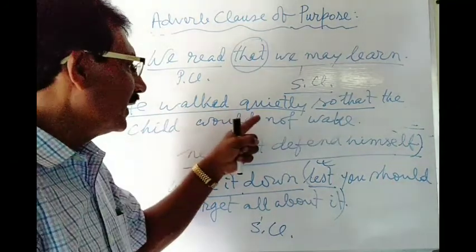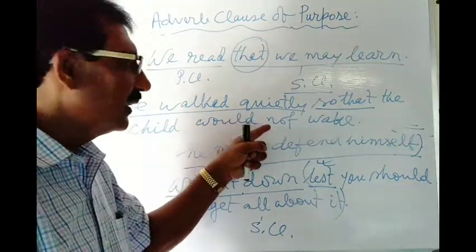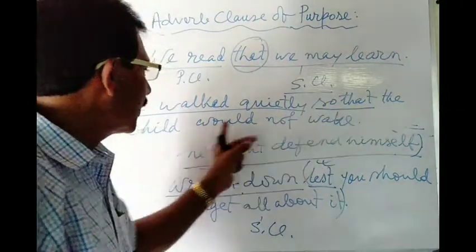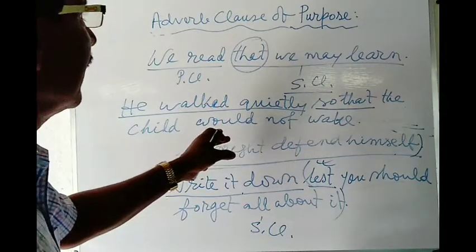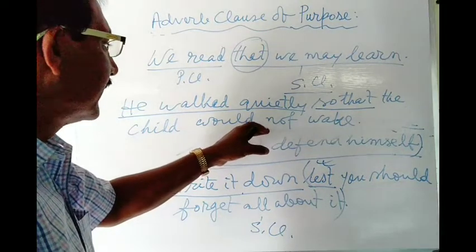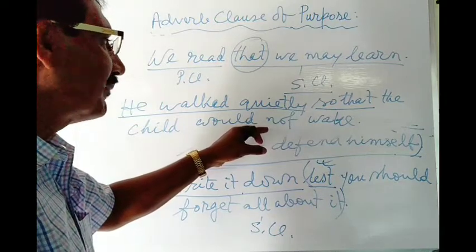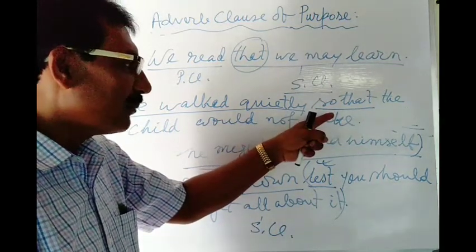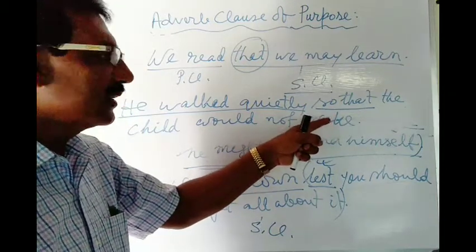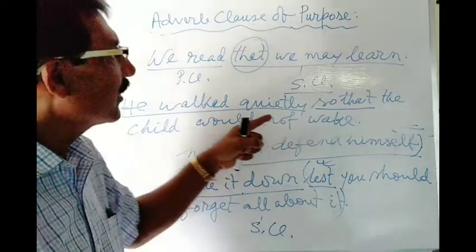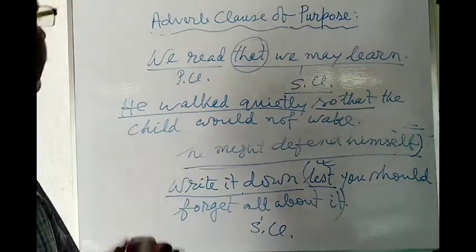He walked quietly is used as the principal clause, and so that the child would not wake, this is used as the adverb clause. Such type of adverb clause is used in order to indicate purpose. And whenever you see such a purpose in the subordinating clause, then the subordinating clause is to be termed as adverb clause of purpose.